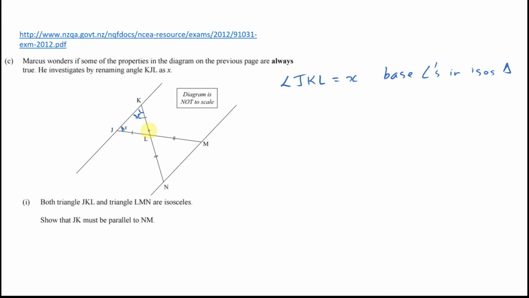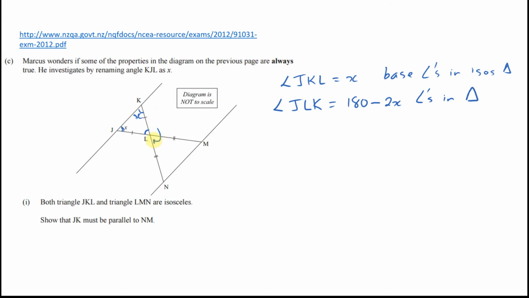which means we can work out this angle here by virtue of interior angles inside a triangle add to 180. So that angle there is angle JLK. Just take care when you're naming your angles that you're using the letters in the correct order. So JLK is equal to 180 minus that x minus that x, which is minus 2x. And that's angles in a triangle add to 180.